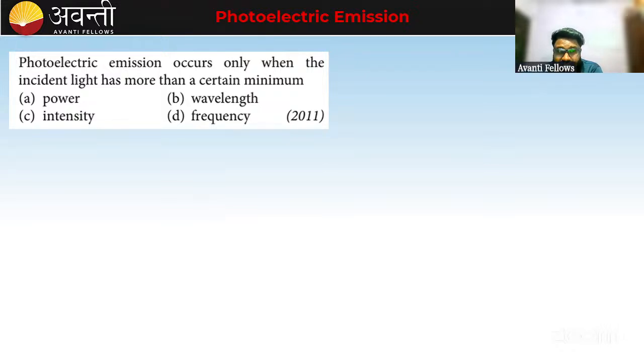Otherwise, answer this question. Photoelectric emission occurs only when the incident light has more than a certain minimum. So, what is that? Minimum intensity, power, wavelength और frequency. जेई मेन का क्वेश्चन है ये. जेई मेन ऐसे मजाक भी करता है ना. मजाक ही तो है ये क्वेश्चन, अगर किसी ने कॉन्सेप्ट पढ़ा है.